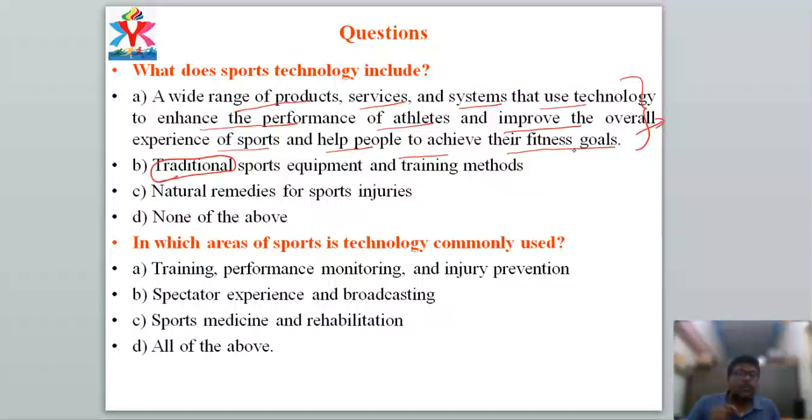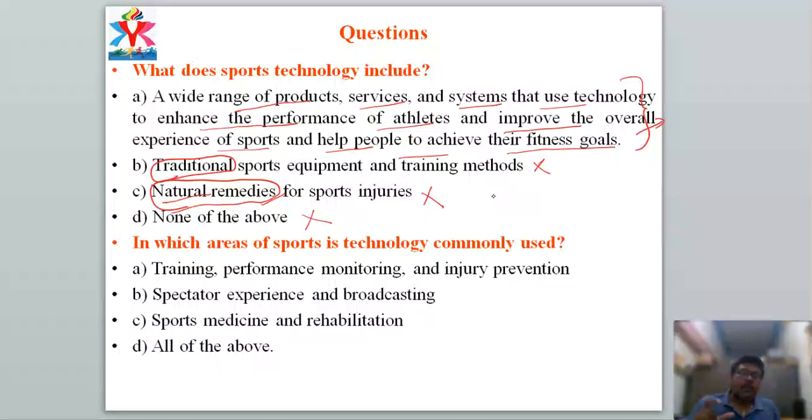And option B is most probably a wrong option, and you can avoid this option. And option C, natural remedies for sport injuries. Yes, of course, this technology will be helpful to treat injuries or to help in the rehabilitation process, but natural remedies it won't help. It will create artificial or different therapies that will definitely treat sports injuries, but you cannot go with natural remedies to treat a sport injury. So here the technology doesn't help in a natural manner, it gives you different kinds of options. So this is also a wrong option, and none of the above is also a wrong option.